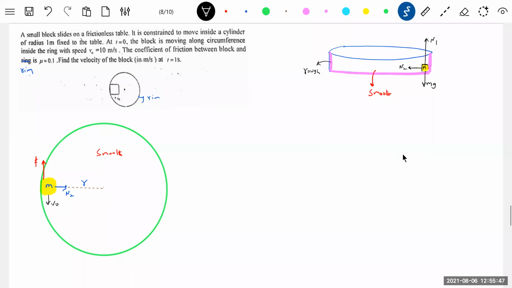Now, for circular motion, the power requires centripetal force, the normal contact. So, N2 is equal to mv0 square by r. Then tangential retardation: minus ma_t equal to friction. Friction is what? Mu N2. N2 is mv square by r, will write it. Velocity at any instant. At t equals 0, this is the condition given.